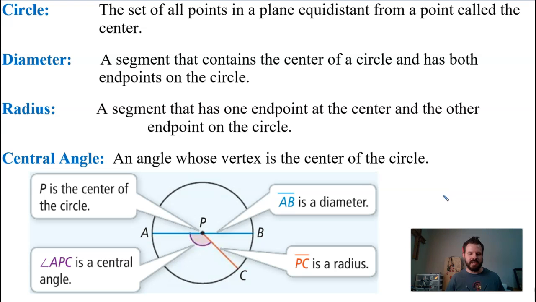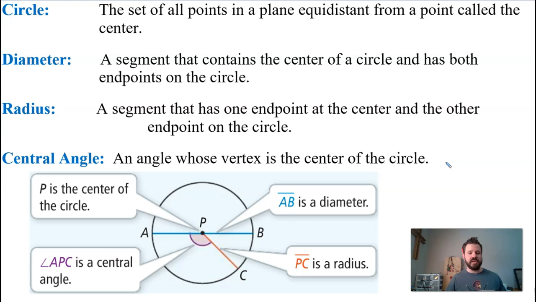Don't really need to get too technical with the circle today, though. A diameter is a segment that contains the center of a circle and has both endpoints on the circle. So a diameter goes from one side of the circle to the other through the center, all the way across. And then a radius is a segment that has one endpoint at the center and the other endpoint on the circle. So in other words, a radius goes from center to side, and that gives us that a diameter is twice the length of the radius. Radius is half the diameter. All stuff you know.